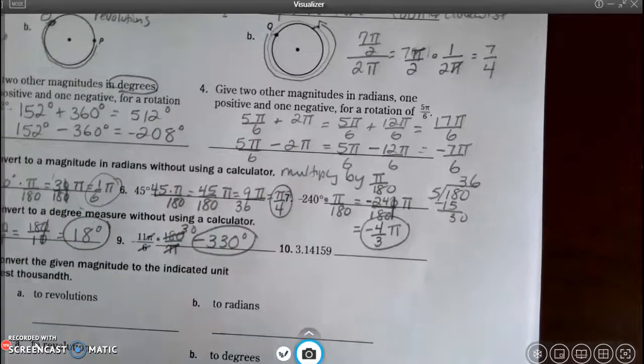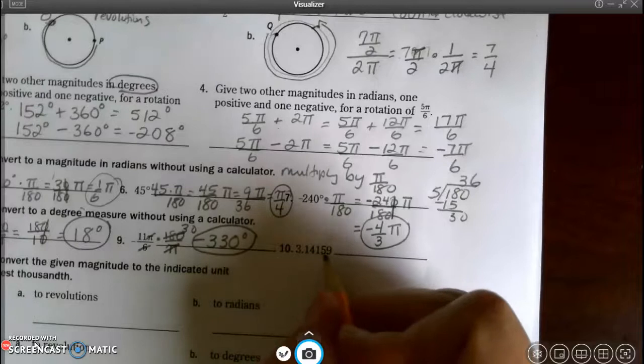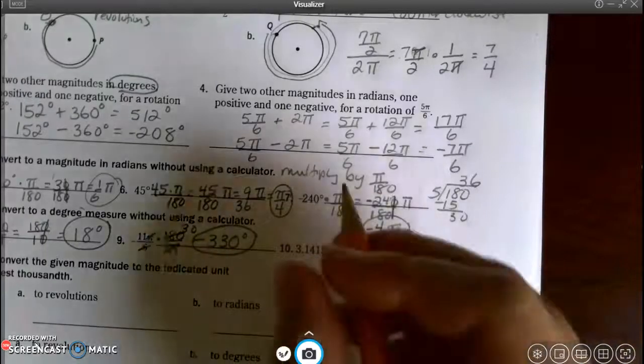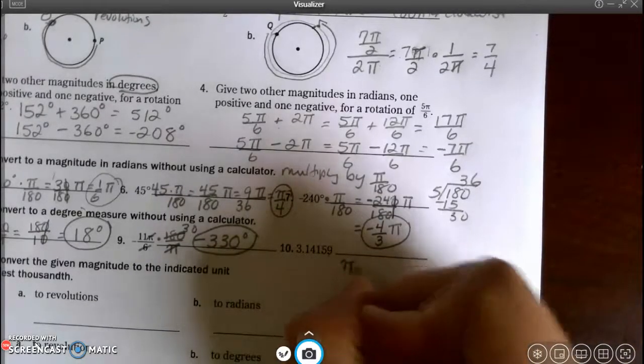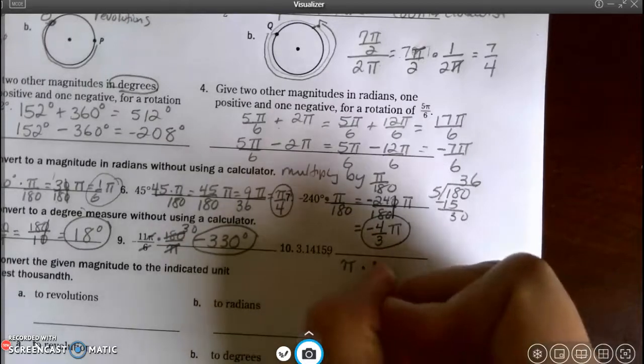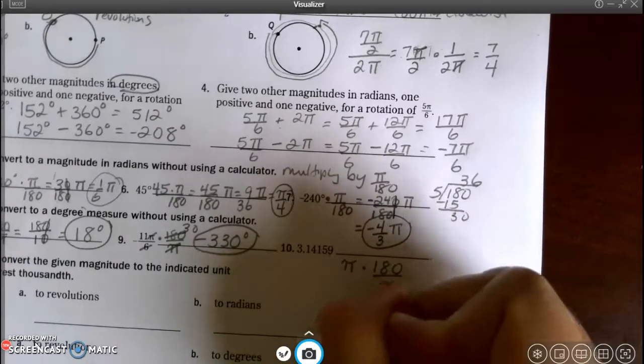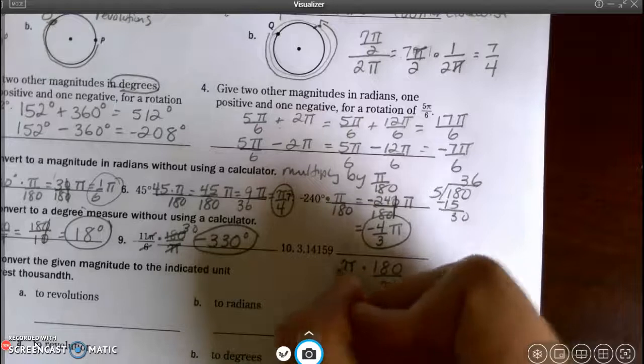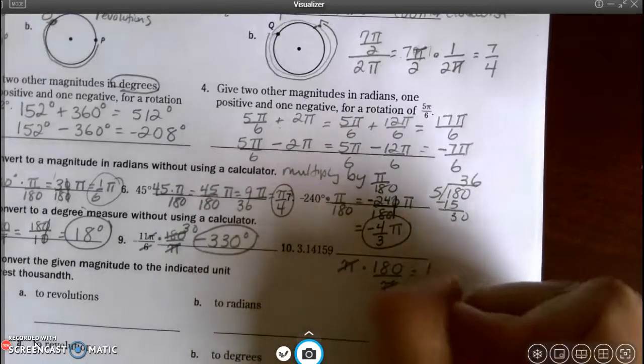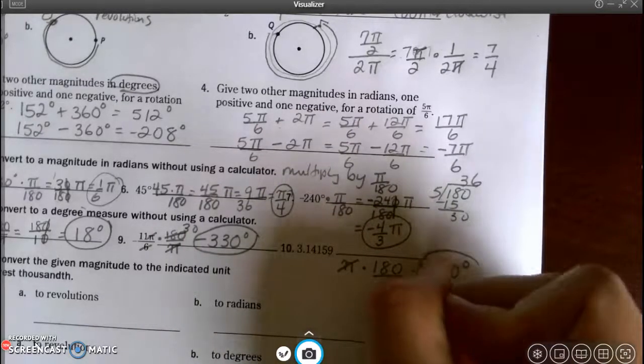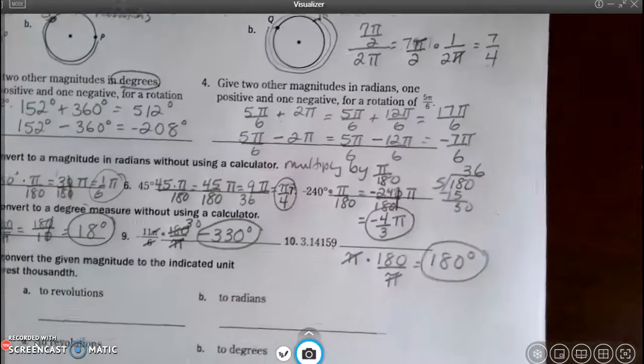I notice right here that this 3.14159 is pi, so I'm taking pi and multiplying it by 180 over pi, and the pi's cancel, and I simply get 180 degrees. All right.